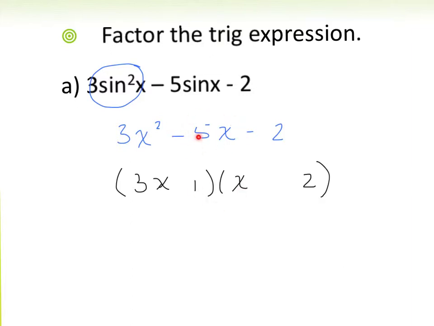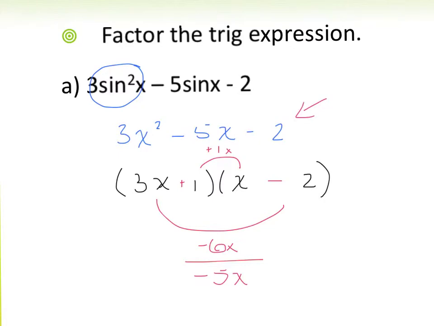I want my middle term to be negative 5. So therefore, I want that to be negative 6 when I distribute that 3x to that negative 2. And I want this to be plus 1x, so that way I get the middle term of negative 5. So just a quick check, you can always do this. I know that when I add those two things together, I'm going to get negative 5x. So I did that right. I have my first term, my middle term, and my third term correct to this trinomial.